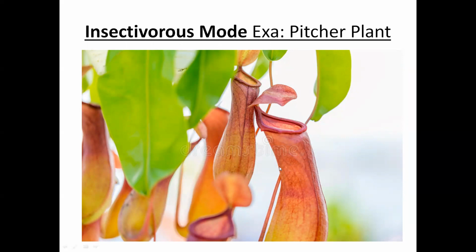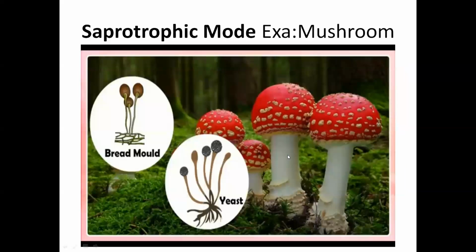In this example, you will see the leaf is converted into a pitcher-like structure. Can you see here in the picture? This leaf is modified into a pitcher-like structure. When the insect comes, it gets attracted towards the pitcher, and when the insect sits on the rim, it will get trapped and slip down into the pitcher and the lid gets closed. After that, this plant sucks the food. So this was about insectivorous plants.